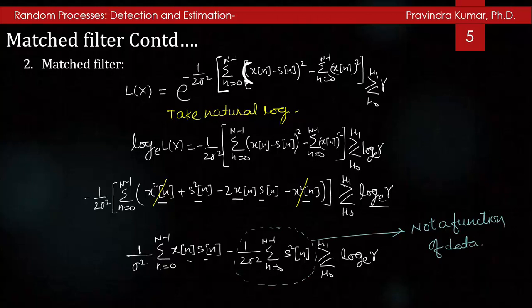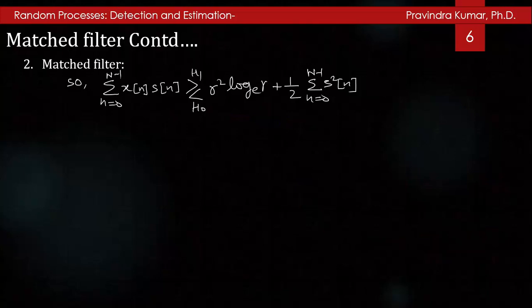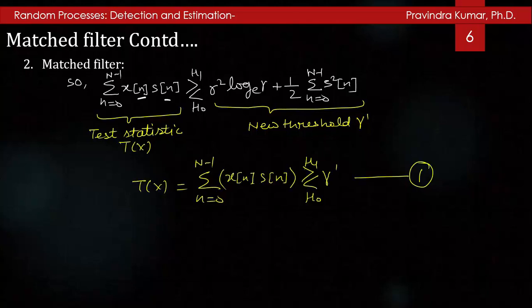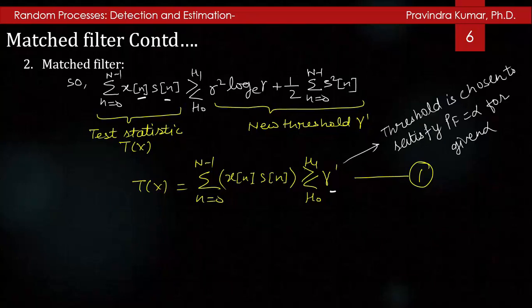Here this part is not a function of data, so I can write this on the right side. So you will have the summation n = 0 to N-1 of x[n]s[n] greater than or less than sigma squared ln(gamma) plus 1/2 the summation n = 0 to N-1 of s squared[n]. So this is the new threshold value gamma dash, and this is the test statistic. The test statistic will be the summation n = 0 to N-1 of x[n]s[n] greater than or less than the threshold value gamma dash. Here the threshold is chosen to satisfy the probability of false alarm equal to alpha for a given alpha.